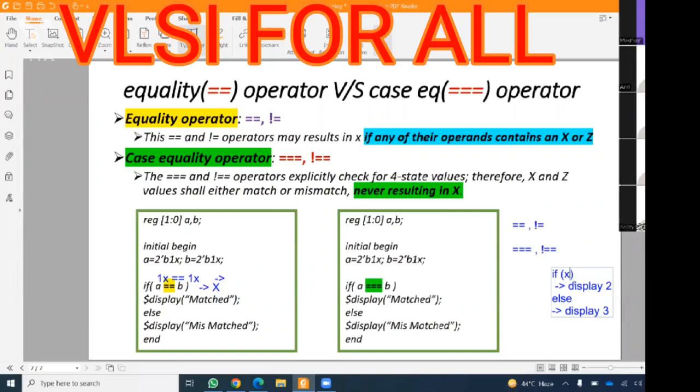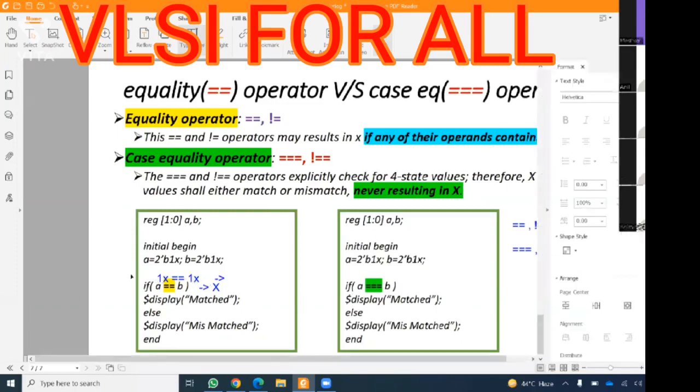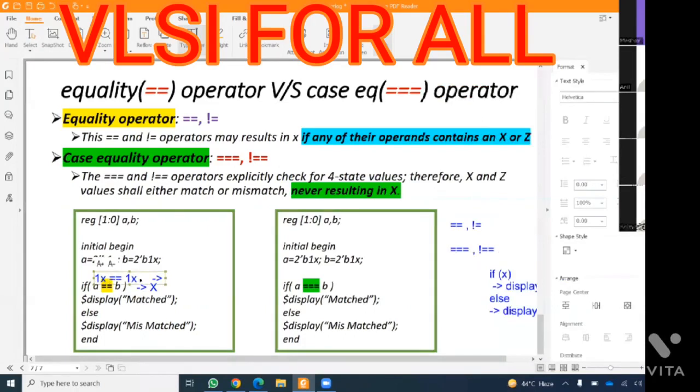It is going to display 3 because it checks whether this is true. If this is not true, it will assume it as false, and that is why it's going to display 3. In this case, it started checking the second value, and it checked, okay, there is X. I'm not going to compare the second bit. It returns X, and you will get a mismatch here.